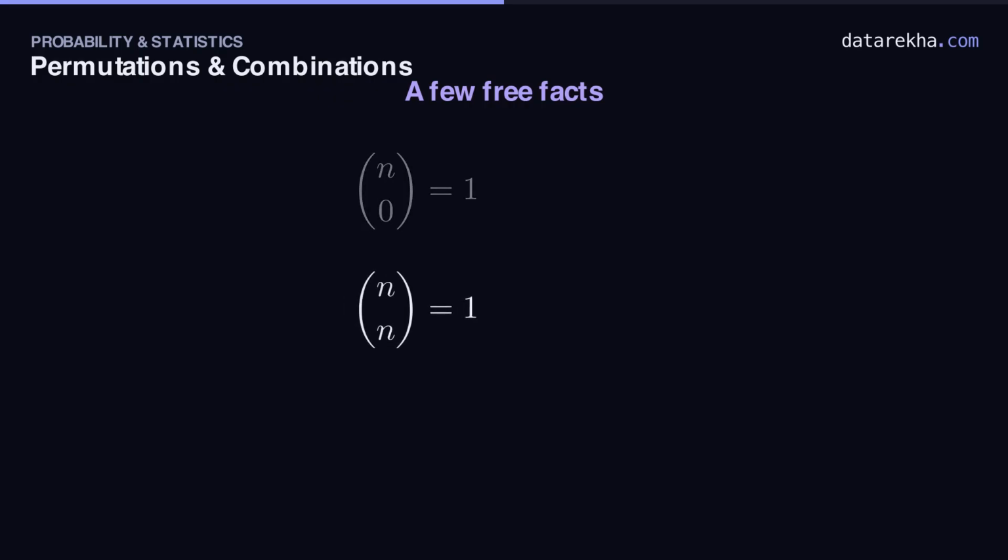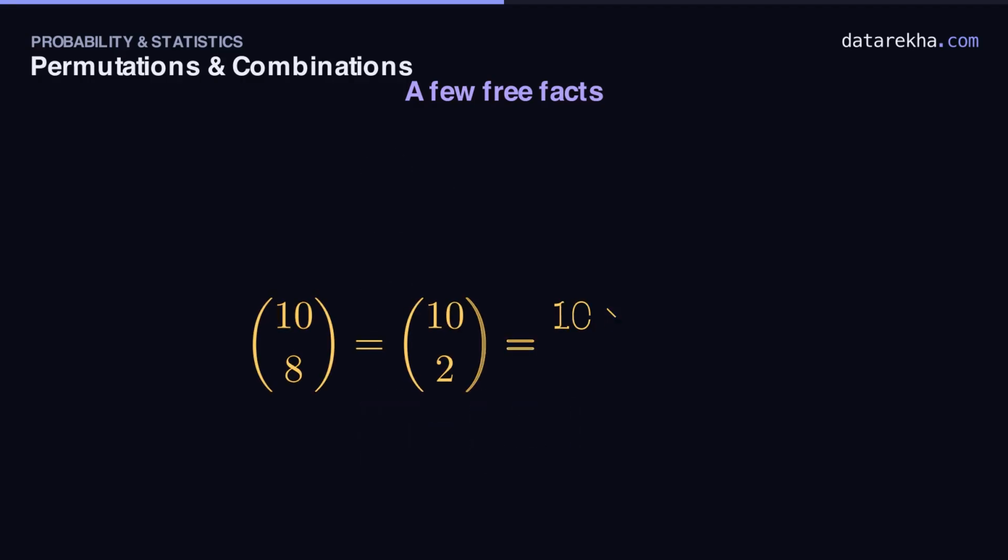Likewise, one way to choose everybody. So n choose n is also one. And the prettiest? Choosing r to keep is the same as choosing n minus r to leave behind. So n choose r equals n choose n minus r. The counts mirror each other.